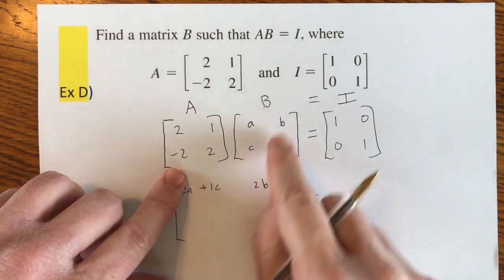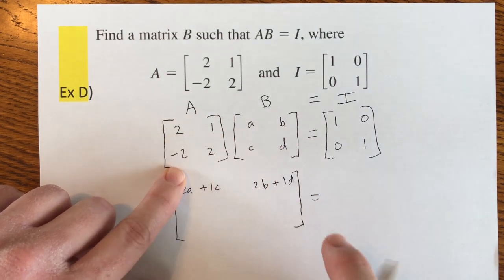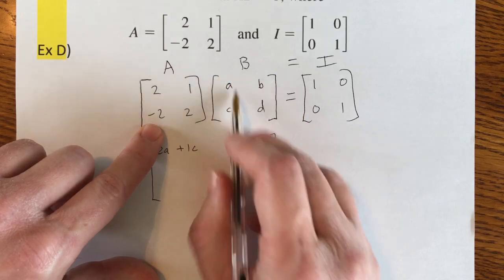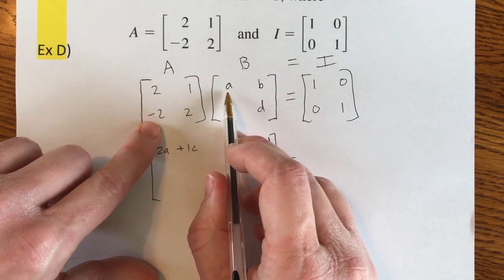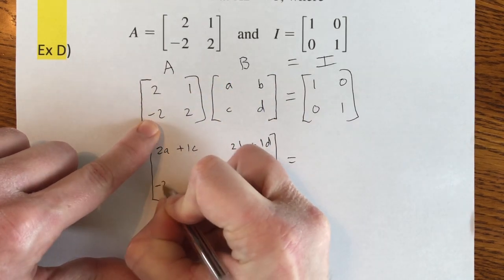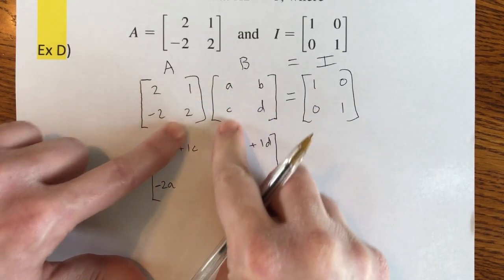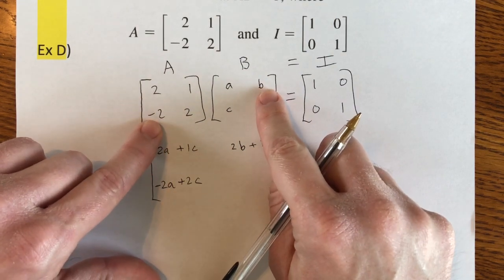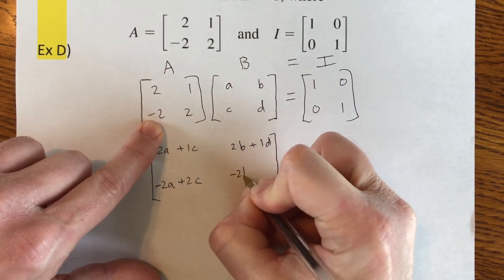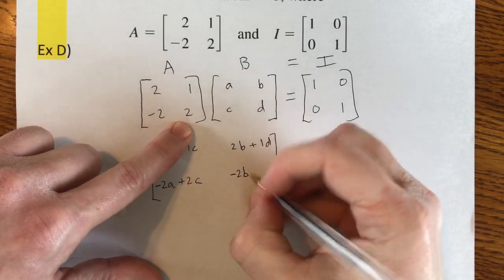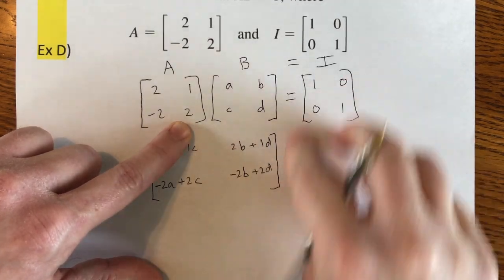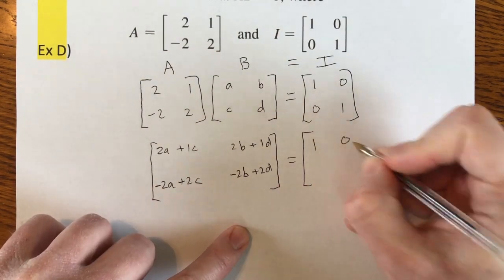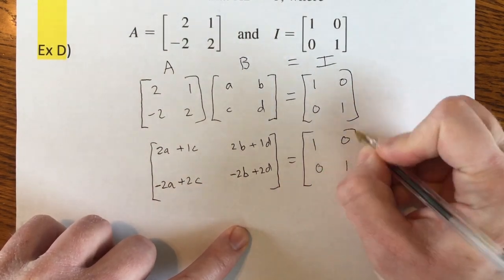and then we're finished with all the columns in row number 1, so we move to row number 2, and then column 1 in matrix B. So this is going to be negative 2A plus 2C, and then finally negative 2B plus 2D. And then bring this down. So this 2 by 2 matrix must be equal to this 2 by 2 identity matrix.